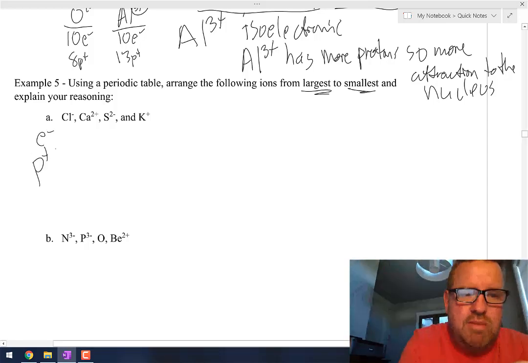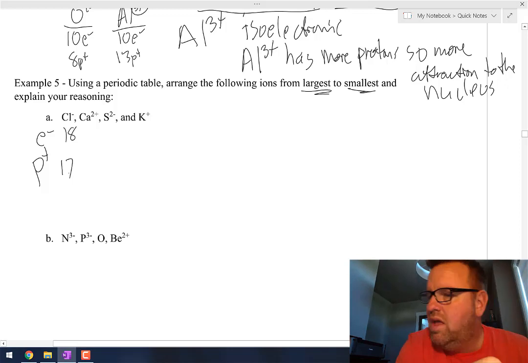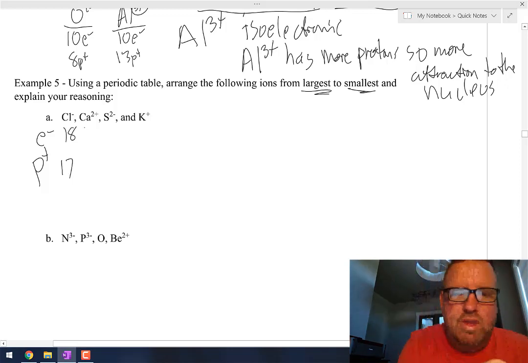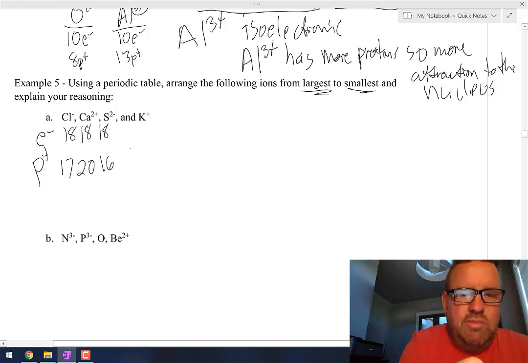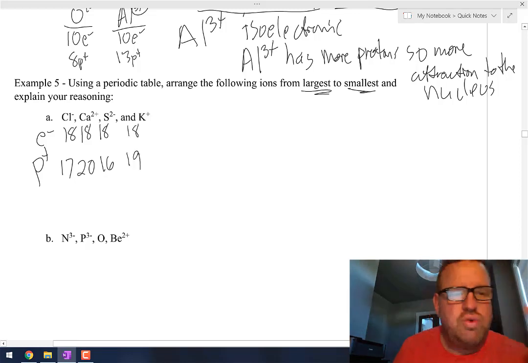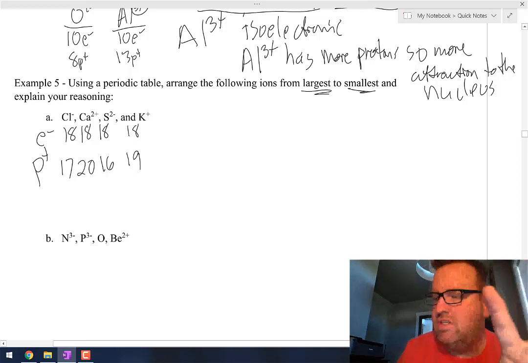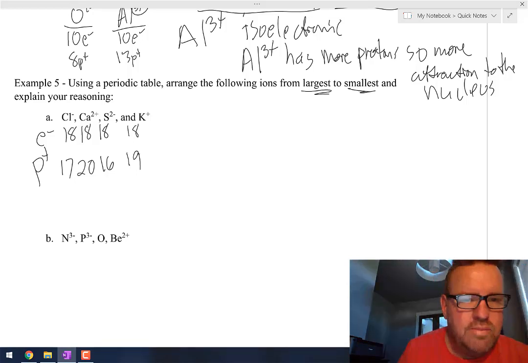Electrons and protons. Chlorine with a minus charge has 18 electrons, 17 protons. Calcium 2 plus has 18 electrons and 20 protons. Sulfur 2 minus has 18 electrons. Notice a pattern here. 16 protons. And potassium plus has 18 electrons and 19 protons. Now, what neutral element are all four of those isoelectronic with? Argon. Hopefully you see that.